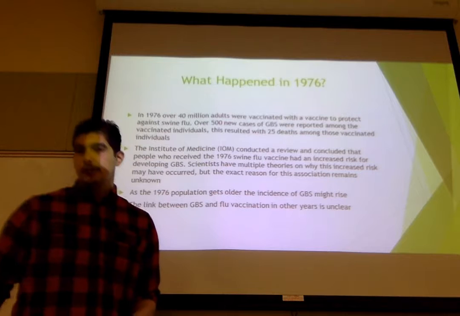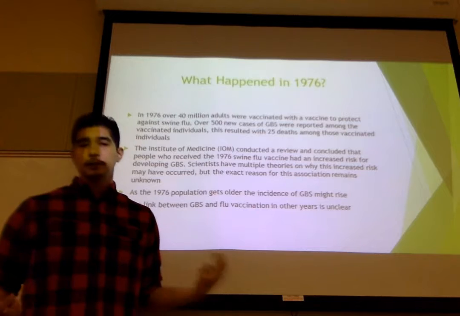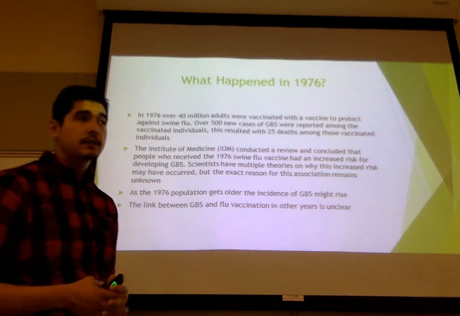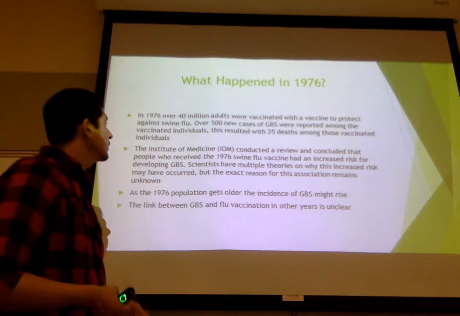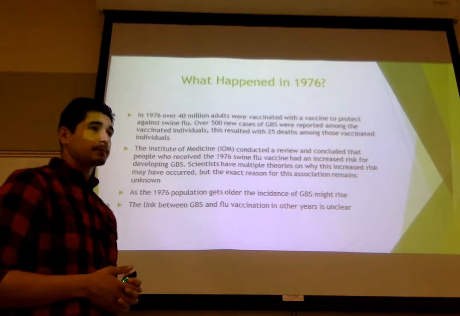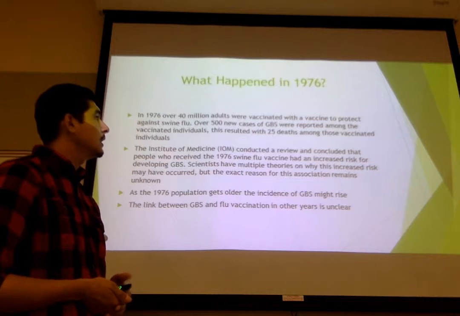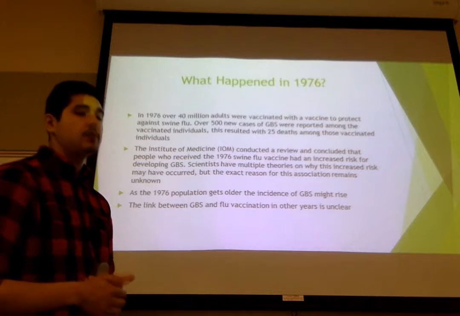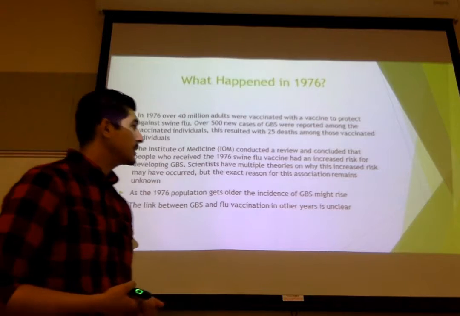And what happened in 1976? This is kind of a history lesson. In 1976, over 40 million adults were vaccinated against swine flu. Then over 500 new cases of Guillain-Barré syndrome were reported. That resulted in 25 deaths. So the Institute of Medicine, or the IOM, conducted a review and concluded that those people that received the 1976 swine flu vaccine had an increased risk for developing Guillain-Barré syndrome. Scientists have many theories on why this happened, but today there is no reason for this association.